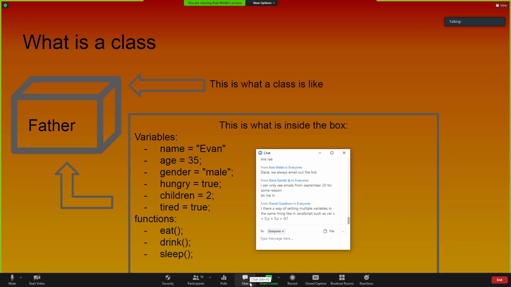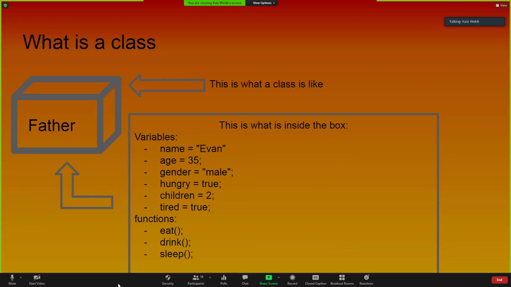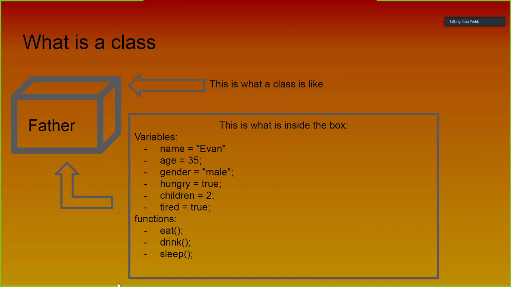I'm answering Daniel's question in chat. Evan, don't forget to read the question out so that people watching the video later know what we're talking about. Alright, so is there a way of setting multiple variables in the same thing like in JavaScript, such as x equals 0, y equals 0, and z equals 0?